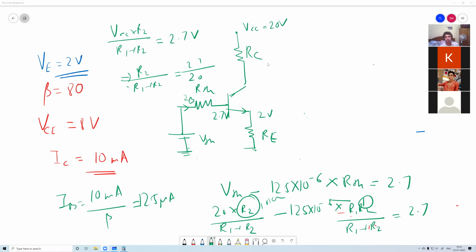From here, what type of questions can be asked for this type of things? Biasing. One question would be about the applicability of this approximate analysis. Then what is the condition? It was R2 greater than 10 times RE, so 10 times, 5 times, 20 times, 100 times, whatever. What is the most lenient one? Condition of approximate analysis.